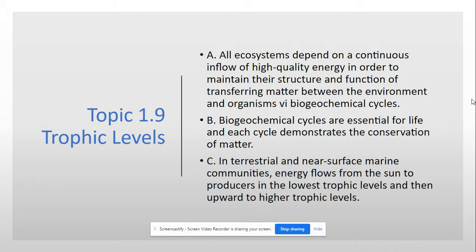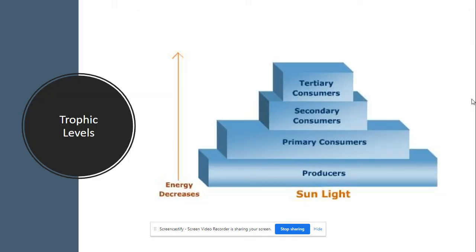So here in the next three topics, we're going to talk about how energy may transfer through an ecosystem. So here in terrestrial or in near surface marine communities, we always tend to see the energy flowing from the sun to the producer level onto other trophic levels. We can see that depicted in this pyramid shape here.